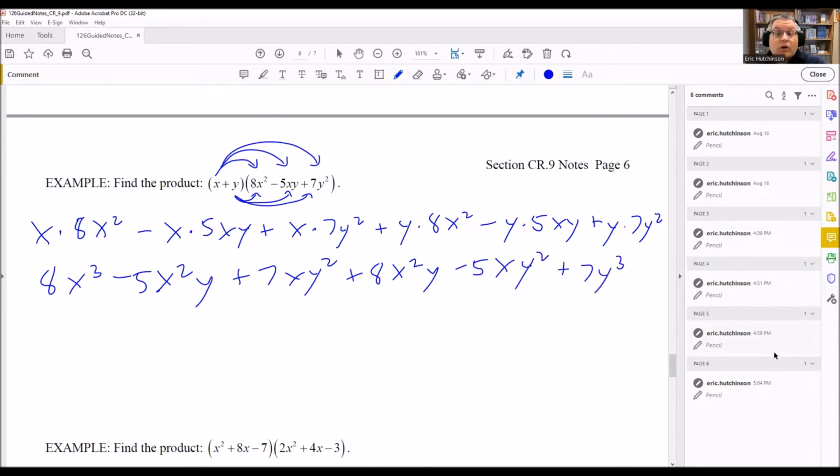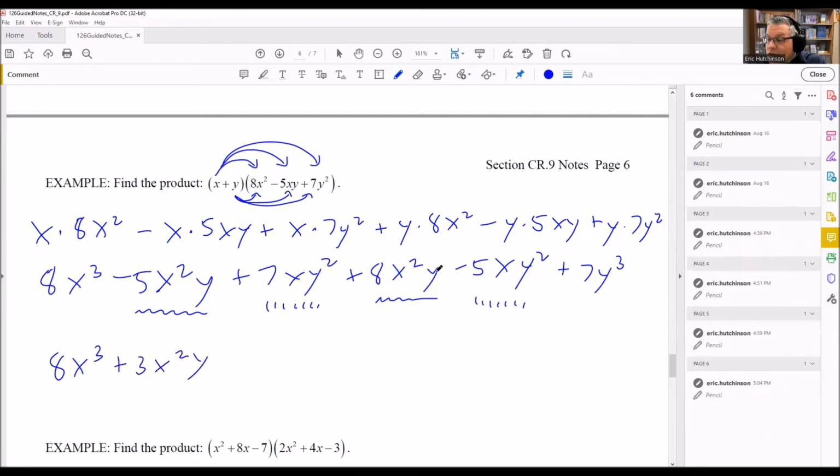Now that I have this complete, I want to look for like terms. Like terms means that it has to have the same variables and the same powers on it. So I've got this one here, negative 5x squared y. I'm looking for another x squared y, and I have that right here. I also have this one, and this one would be like terms because they both have an x and a y squared. So 8x cubed, nothing else combines with that. I have a negative 5 and an 8. So that's going to be a plus 3x squared y.